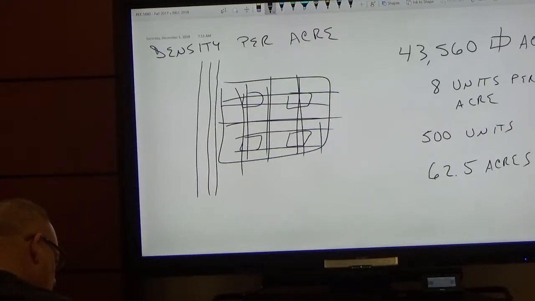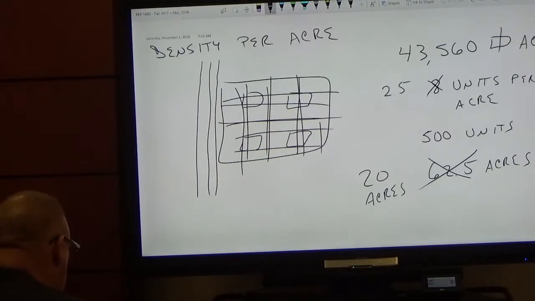Does that make sense? Okay, but that's the sort of thing you're going to be faced with. What happens if they allow me to increase my density from 8 units per acre to, let's say, 25 units per acre? That's like a 3-fold increase. So 500 divided by 25, now I only need 20 acres of land. That's going to be a substantially lower cost, hopefully, in terms of my land cost and the infrastructure I'd have to provide, and so on.